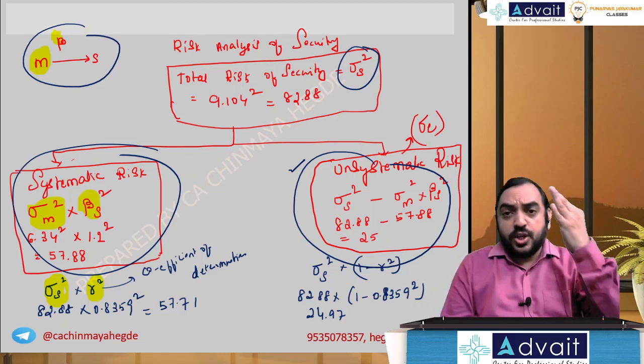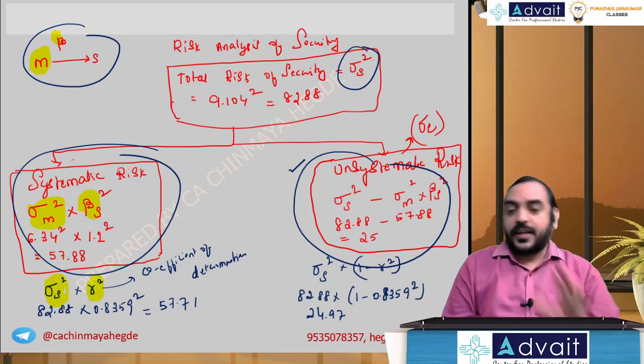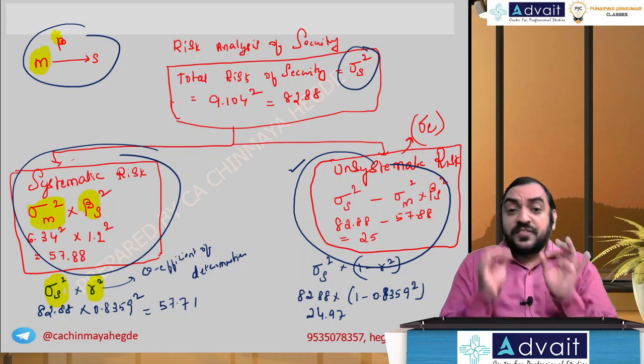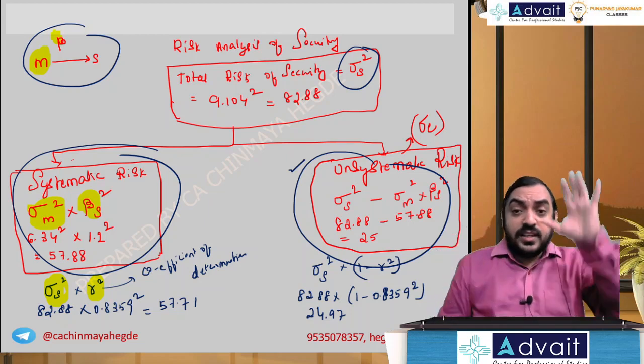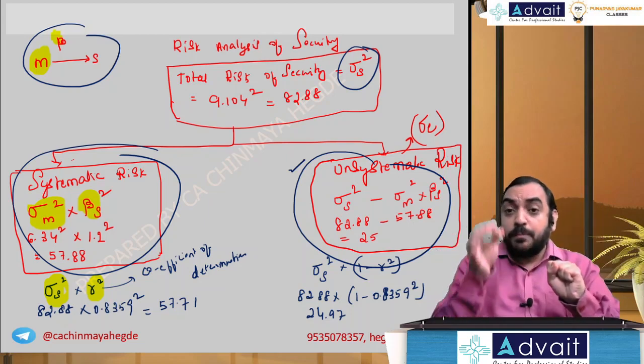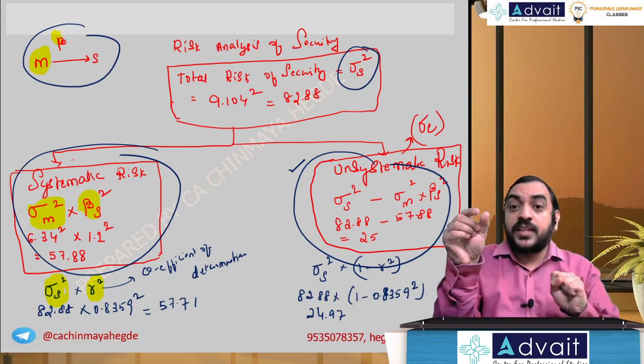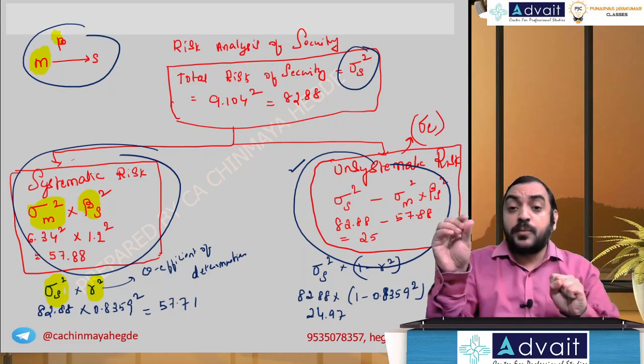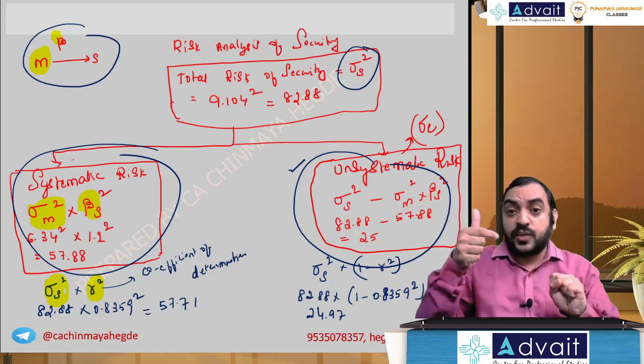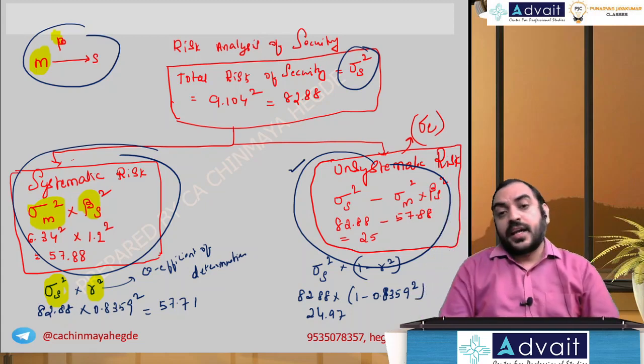Standardization, correlation, regression line, B, A, alpha, beta. But if they ask you only for the characteristic line, I don't have to do these measures. I can directly use the beta formula: summation of (S minus S bar) into (M minus M bar) divided by summation of (M minus M bar) whole square. Using only the covariance and the market variance, I can arrive at beta.